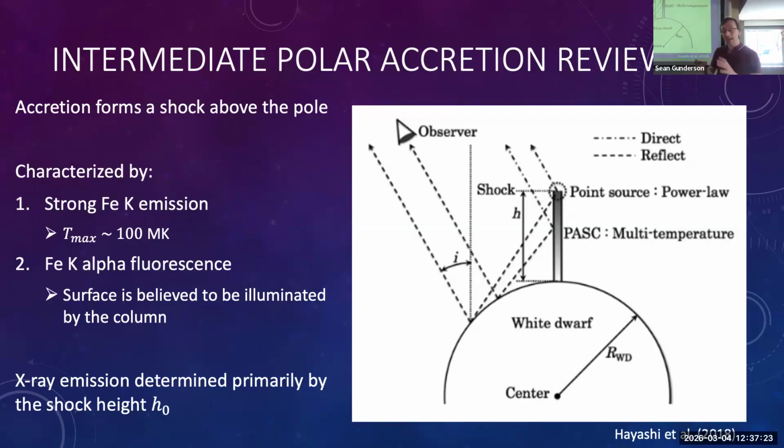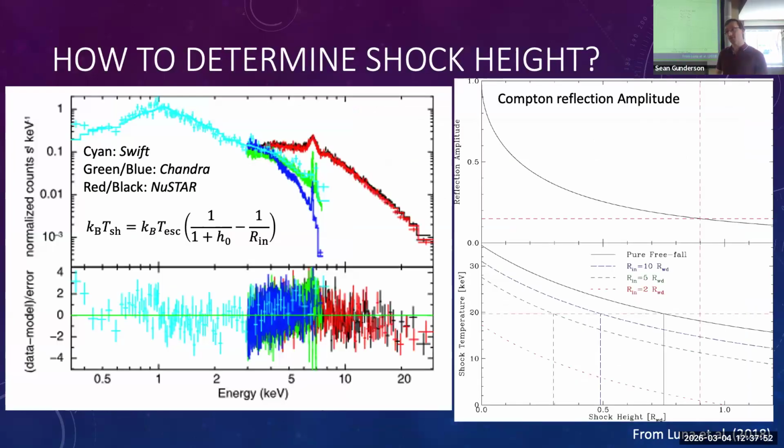Now, all the characteristics of the X-rays that we see in the spectra are highly dependent on the height of the shock. Because depending on how tall it is or how short, you're going to get different amounts of cooling, you're going to get different amounts of iron K alpha fluorescence, and a few other features related to things like this due to the spin period. So determining this height is really the main thing we need to understand what's going on in the system. So how can we do this?